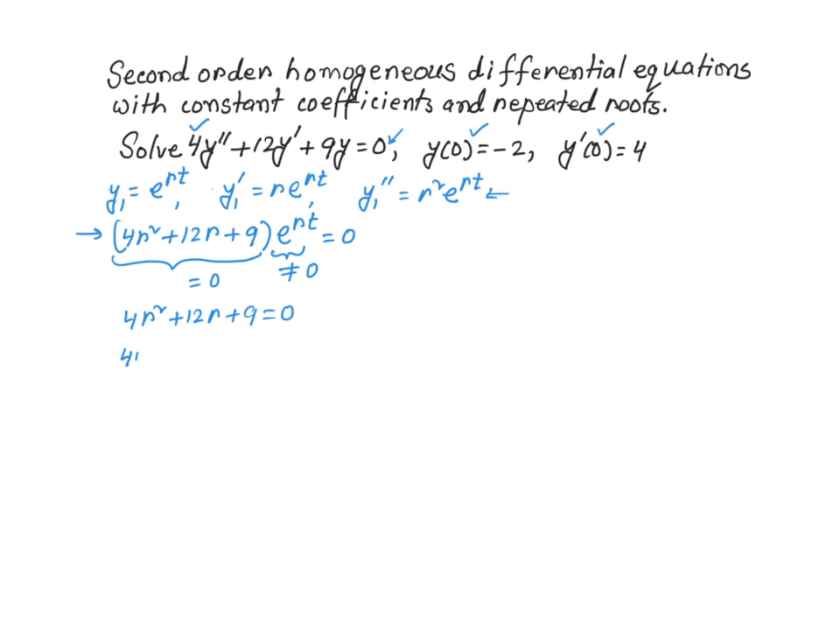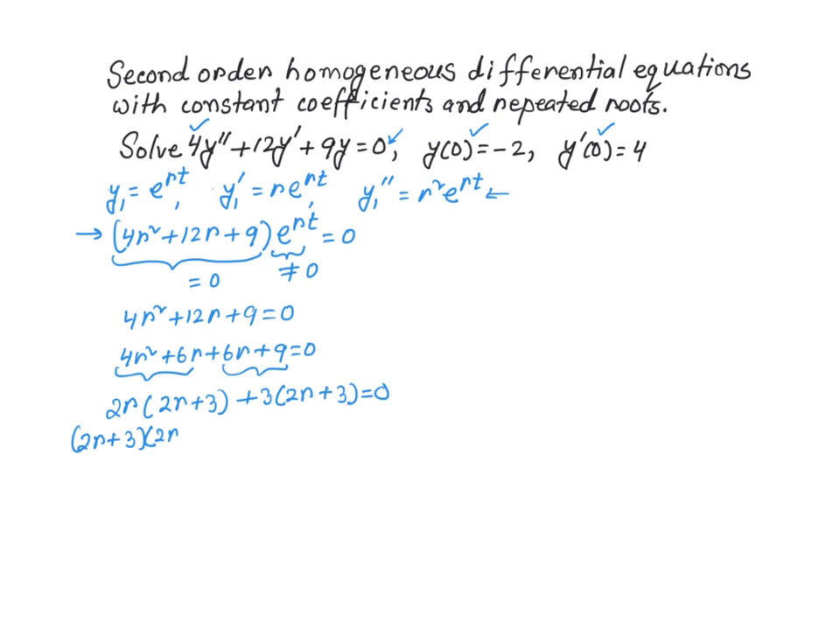So 4r squared plus 6r plus 6r plus 9 is equal to 0. Between the first two terms, I could factor out 2r, which gives me 2r plus 3. And between the last two, I could factor out a 3, which also gives me 2r plus 3. And that is all equal to 0. Now I have (2r plus 3) times (2r plus 3).